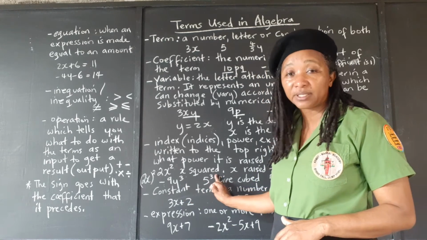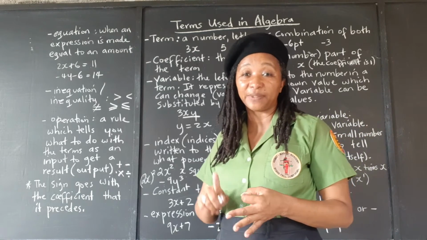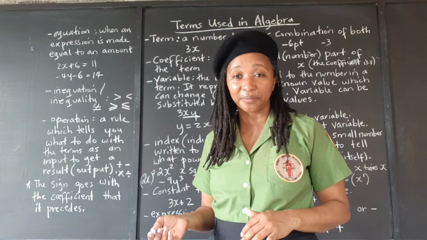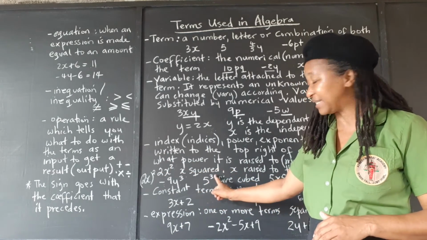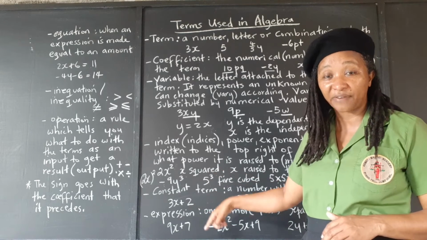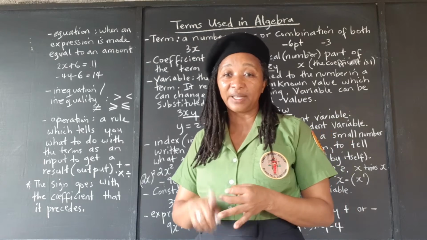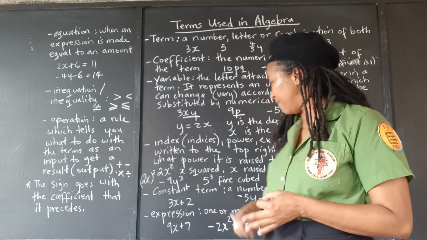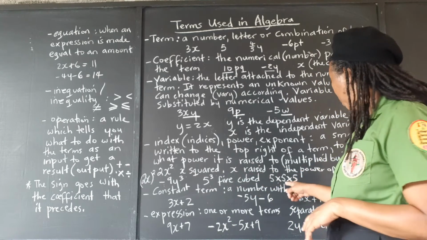5 cubed means 5 times 5 times 5. It does not mean 5 times 3. That's a common error people make. It does not mean 5 times 3 or 3 times 5. It means 5 times itself times itself. 5 times 5 times 5. 5 raised to the power of 3 or 5 cubed.